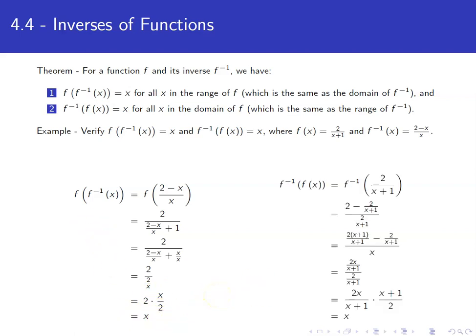Likewise, if we do the inverse composed with the original function, that gives us the inverse of 2 over x plus 1. So in the inverse function, we're going to replace x with 2 over x plus 1. That gives us 2 minus 2 over x plus 1 in the numerator, all over 2 over x plus 1 in the denominator. Get a common denominator in the numerator. So we'll multiply the 2 by x plus 1 over x plus 1.